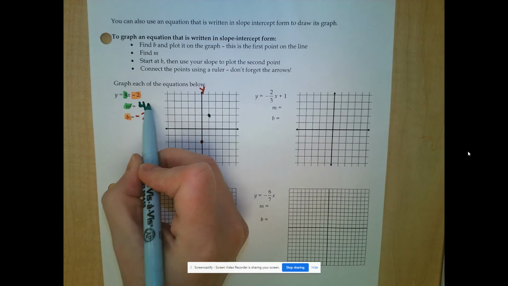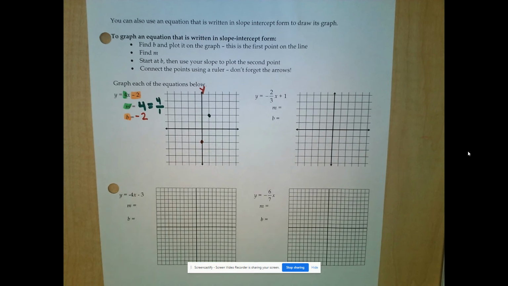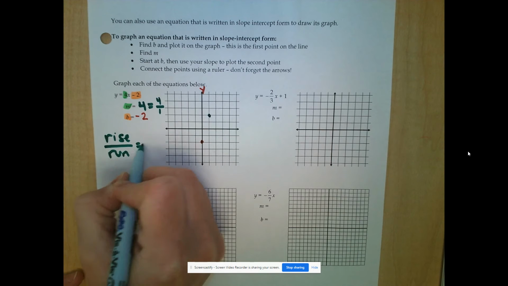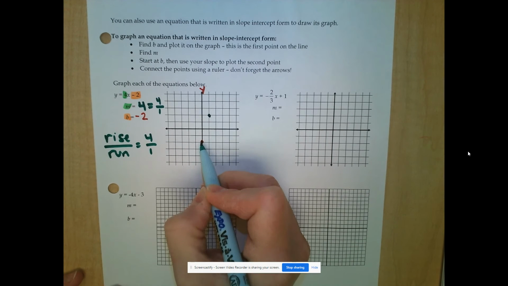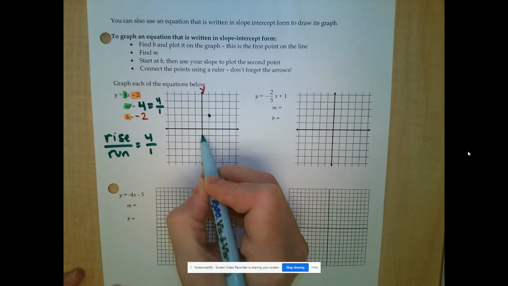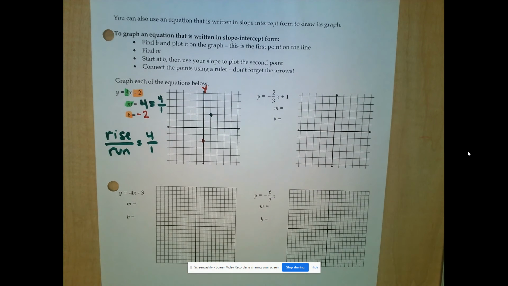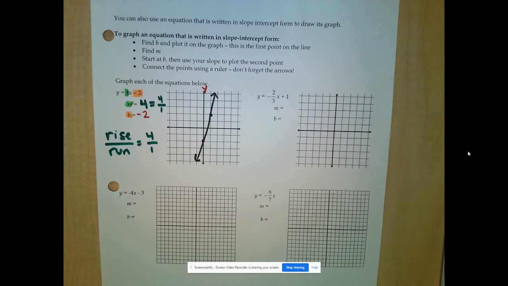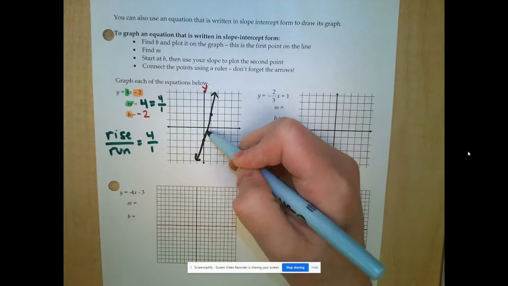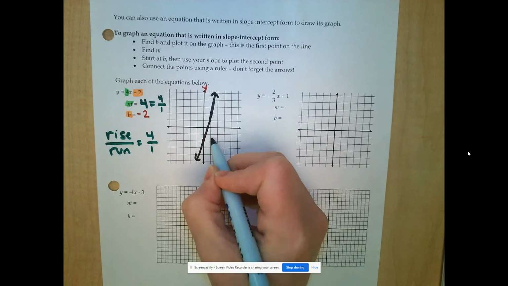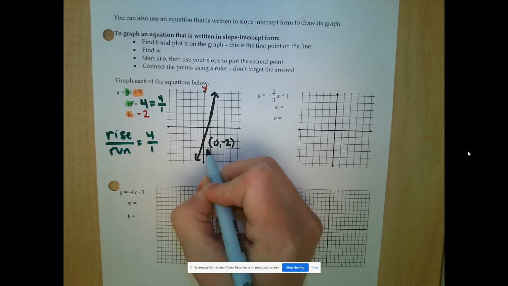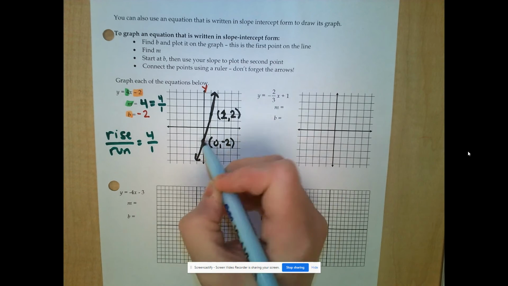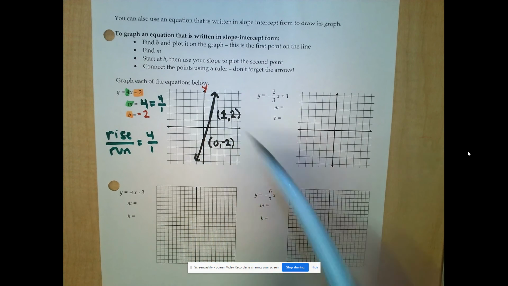Why is that, you ask? Because 4 is the same as 4 over 1. So I did a rise over run, 4 over 1. So from my starting point, the y-intercept, I went up 4 over 1. That's going to give me enough to connect and make a graph. So there's my line. It's a little wonky, but there's my line that connects the 2 points. This was 0, -2. That was my y-intercept. And then this coordinate is 1, 2. I went up 1, 2, 3, 4 over 1.